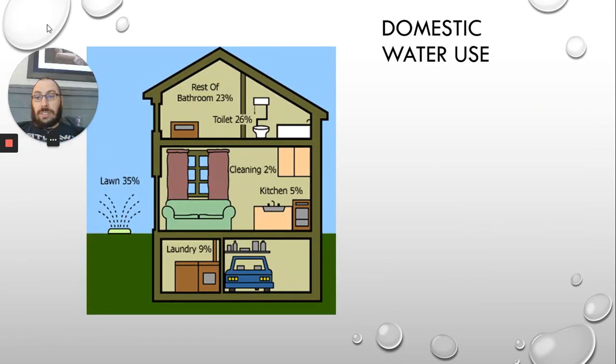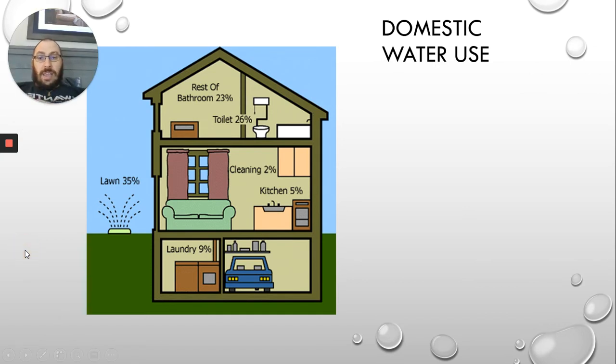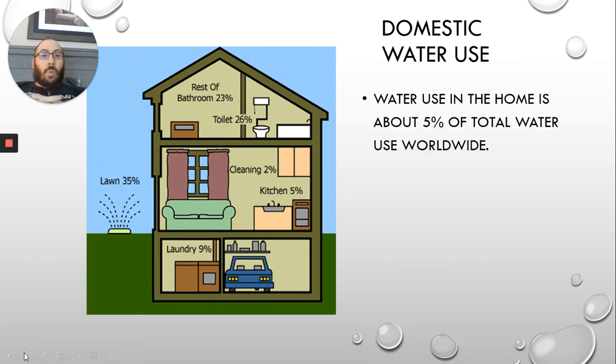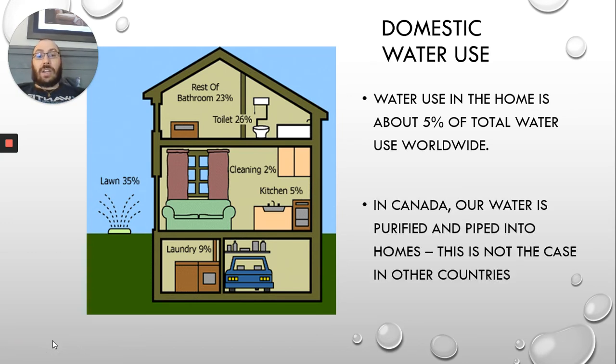Domestic use. This is the last use that we're going to talk about. Okay, and I showed you that already. I was drinking some water. Okay, water in the homes is about 5% of the total water use worldwide. The picture on the left here has some examples of ways that we use the water in our homes. In Canada, our water is purified and piped to our homes, but in other countries, that's not the case. In other countries, they have to get the water from certain spots, or it gets piped to the area through pipes, but maybe it's not as clean. So in those cases, they have to take extra care.